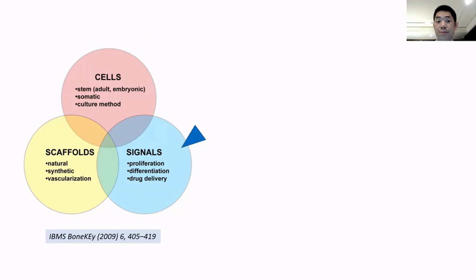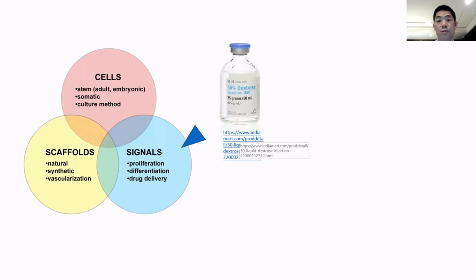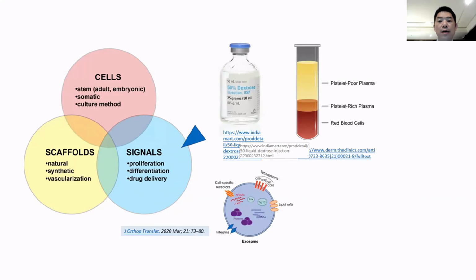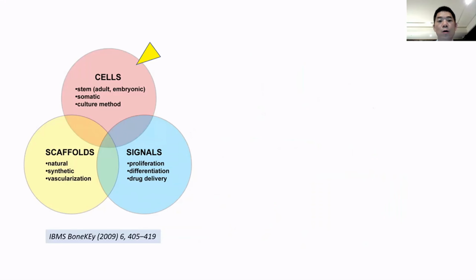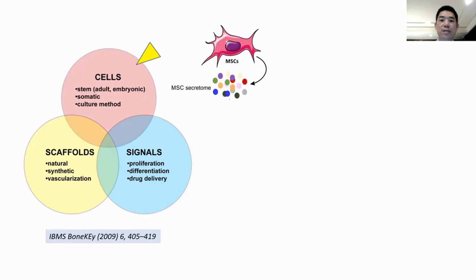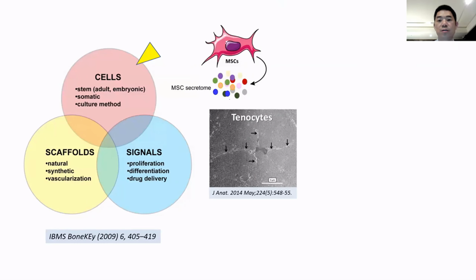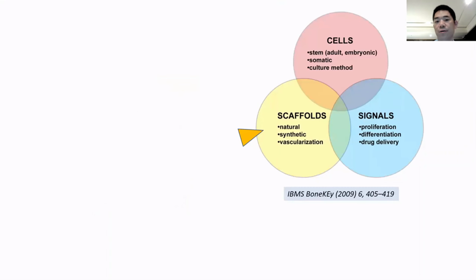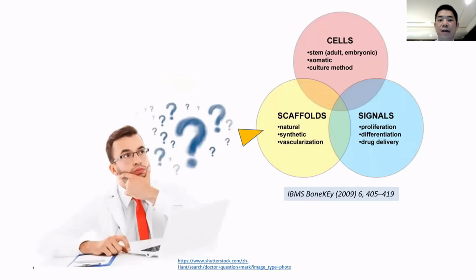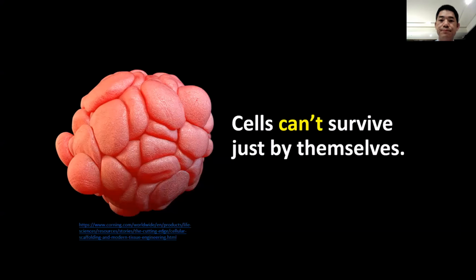And we are very familiar with the signals, which include dextrose, PRP, exosomes, and cytokines. We are also very familiar with cells, which may include MSCs, autologous tenocytes, and iPSC. But what about scaffolds? Most of us are not really familiar with that.